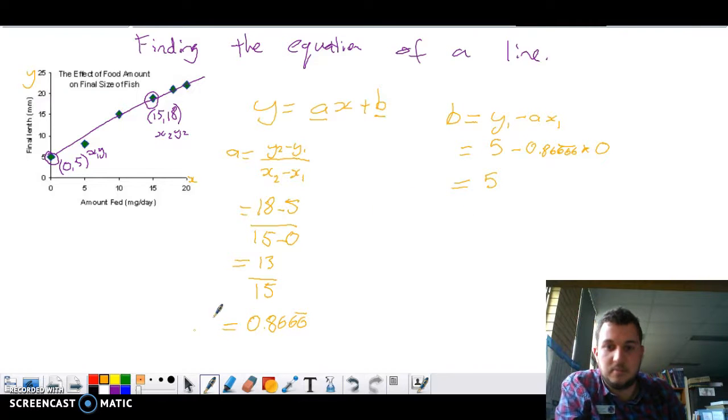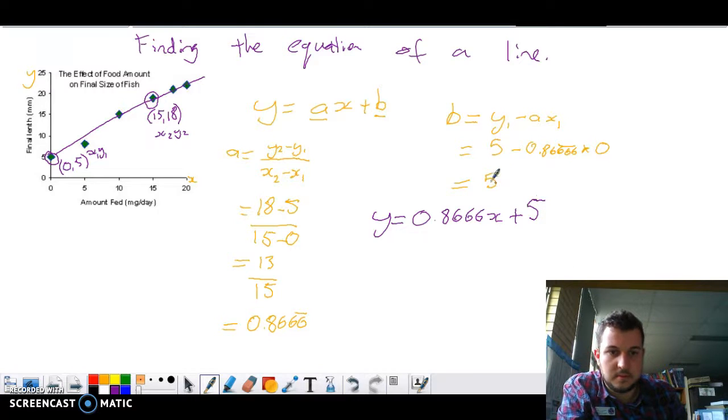So then, piecing it all together. All I've got to do is take my a value, so I'll have y equals, and then my a, 0.8666, that's good enough, x, because the x is there, plus 5. A couple of little tips: if this guy comes out negative, then it's going to be takeaway at the end, and just check that it makes sense.